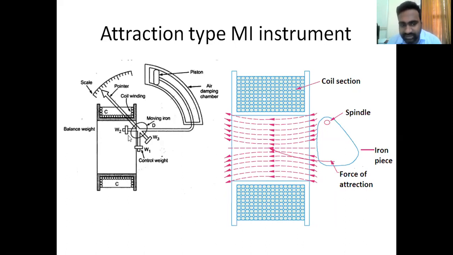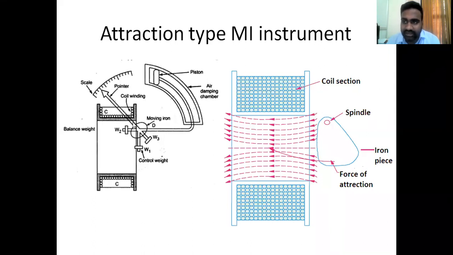A soft iron piece, elliptical in shape, is placed in the presence of a magnetic field and is connected to a pointer. This is our pointer, and this is the soft iron piece, and the pointer is connected to the soft iron piece with the help of a jewel bearing pin. And this is our scale.